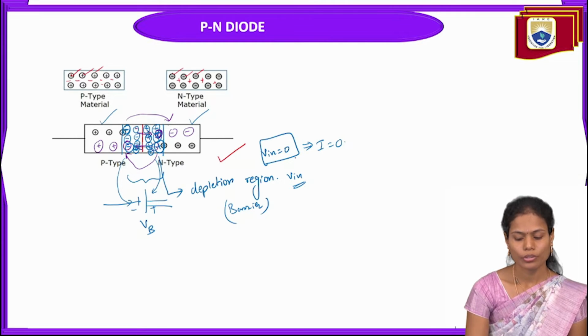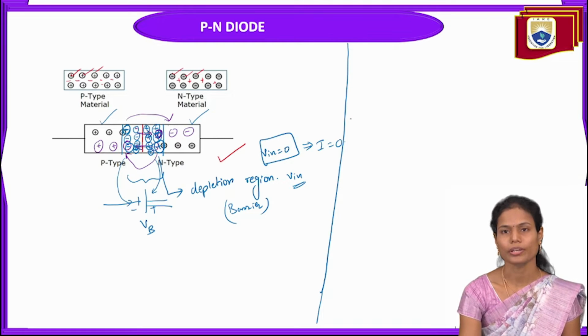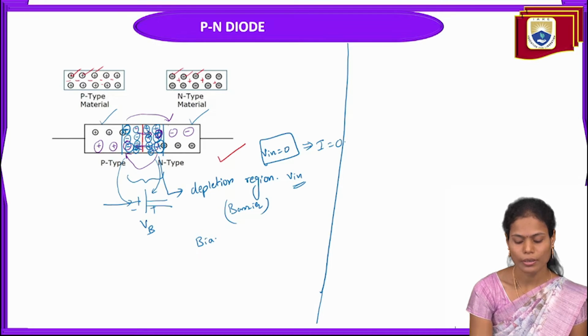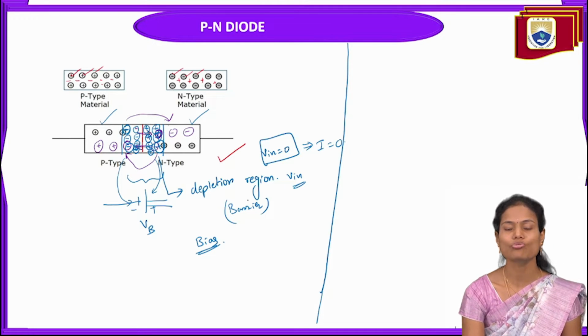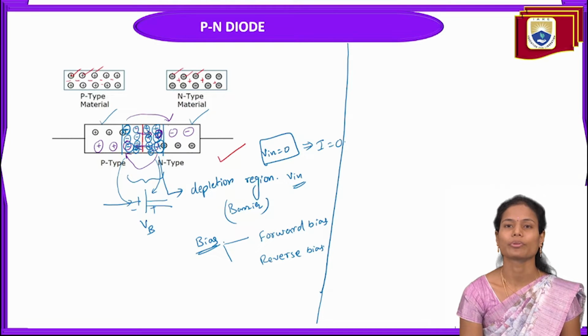To provide this input voltage, we have two conditions here. That is nothing but biasing. We need to provide the bias for the device to activate it. This bias has two types: forward bias as well as reverse bias of the diode.